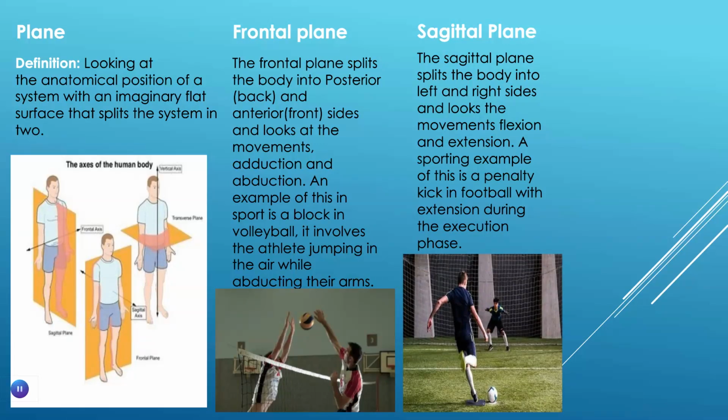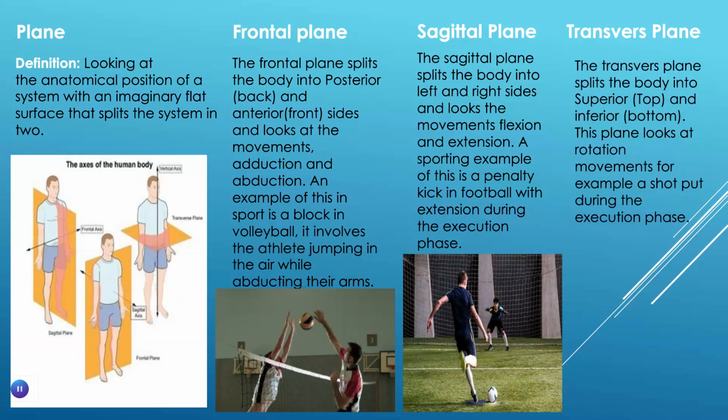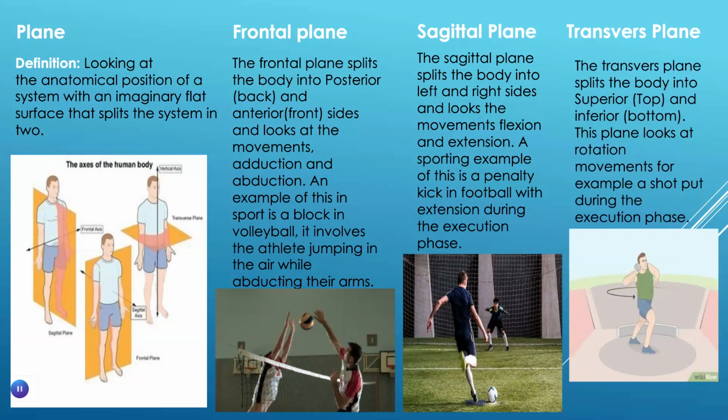The transverse plane splits the body into superior, top, and inferior, bottom. This plane looks at the movement rotation. A sporting example where rotation is involved is a shot put in the execution phase. In a shot put throw, you must rotate around to generate enough power to throw the shot put. The rotation occurs through the whole body, meaning that it is moving along the flat surface of the imaginary plane going through the waist.